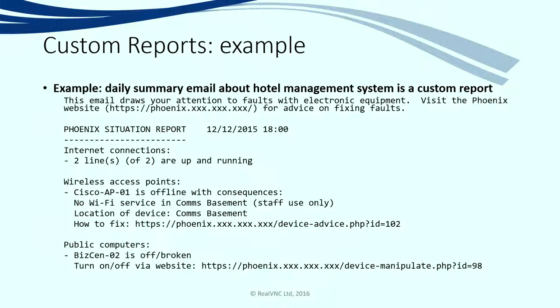We've got 2 internet connections, they're both working. We've got a variety of access points in this system, and one of them, access point 1, is currently turned off with the following consequences. Look up in a database. What does this access point serve? Database says this device is providing wireless access in the communications basement for staff use only. And the location of the device, and then here's some information on how you might go about fixing this problem.